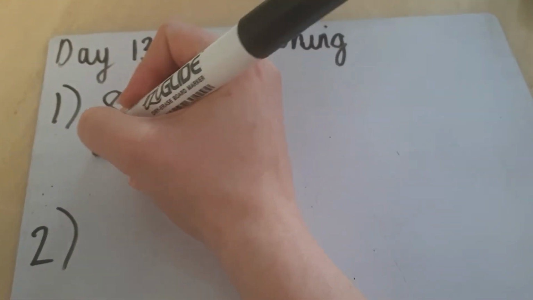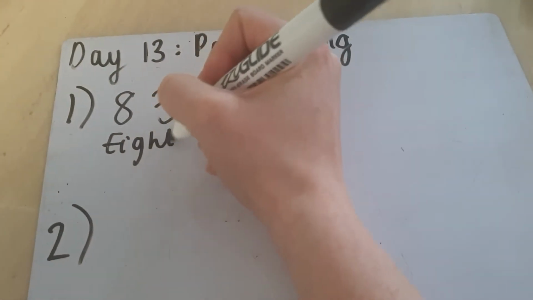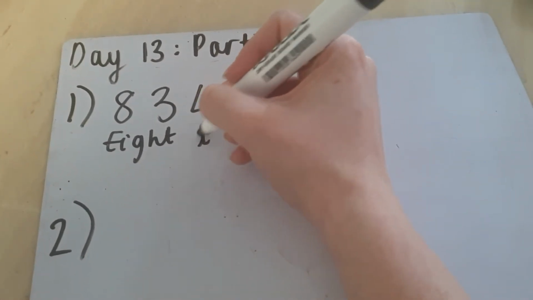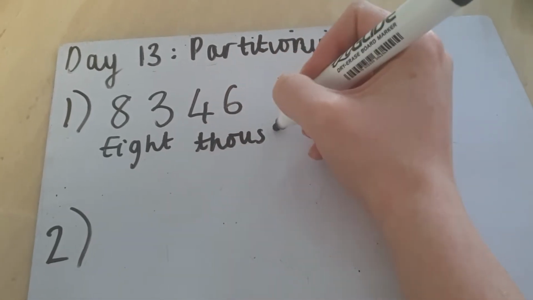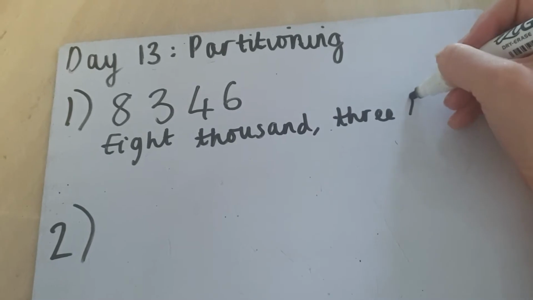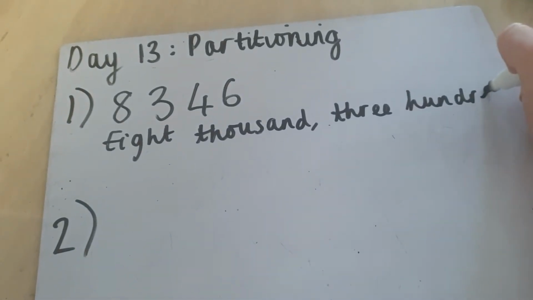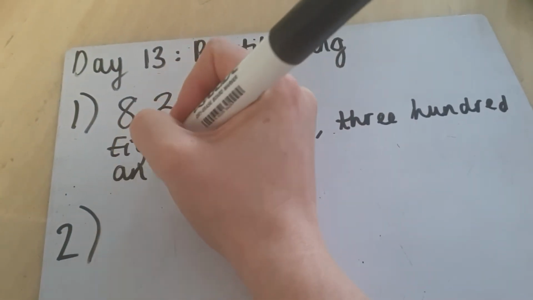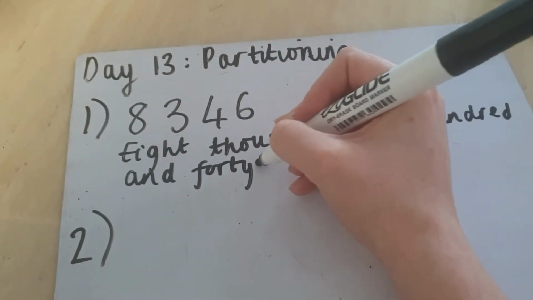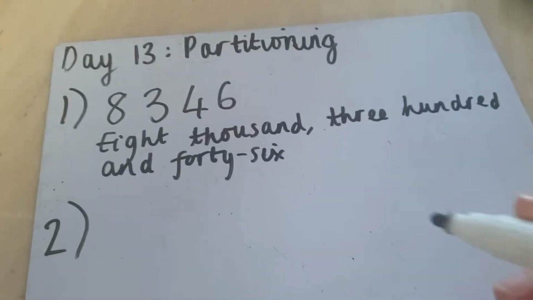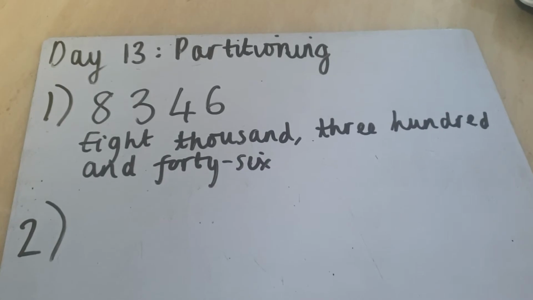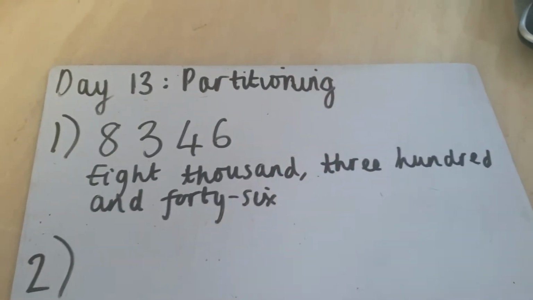Okay, so you have eight. Now, remember, eight is a common exception word, English link there. So you have 8,346. Okay, but the important part, whilst that's good to do and being able to do that because it's one of your targets, we are focusing today on partitioning.